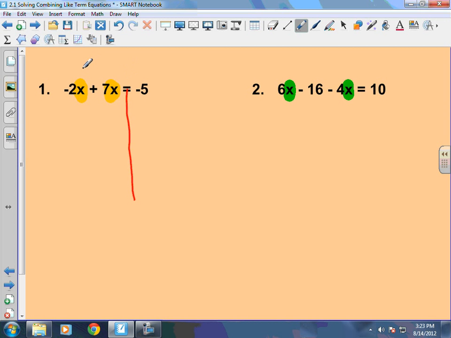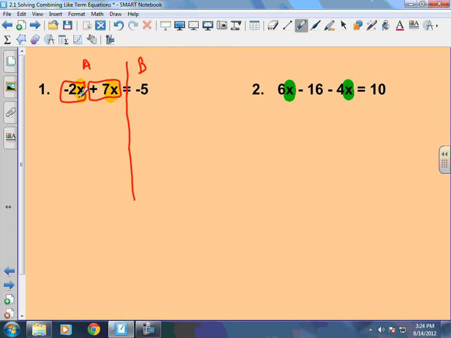So now I have half A and half B. That breaks this into two different parts. So on half A, I have a negative 2x, and I have a positive 7x. So I put a box around my like terms. These both have x's. In order to combine like terms, as you remember, we combine the numbers in front and keep the letter the same.